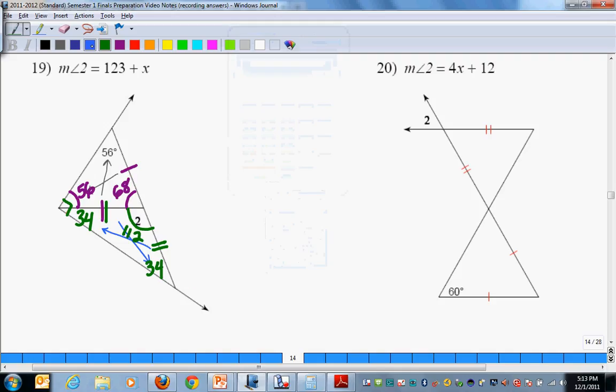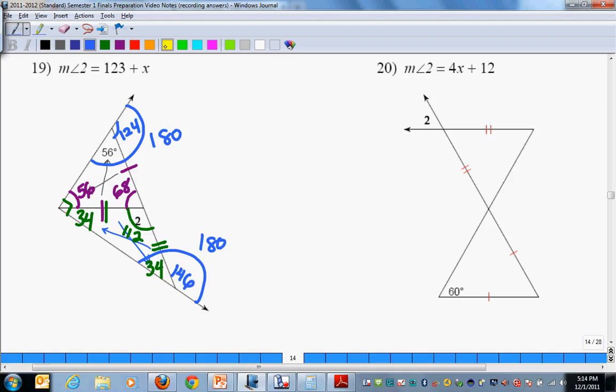And you want to look for linear pairs. We have this is 180. So we're doing 180 minus 34. This would be 146. And then here, if this is 56, we come over here, and that equals 180. And you take away 56. And this angle on the outside is going to be 124.